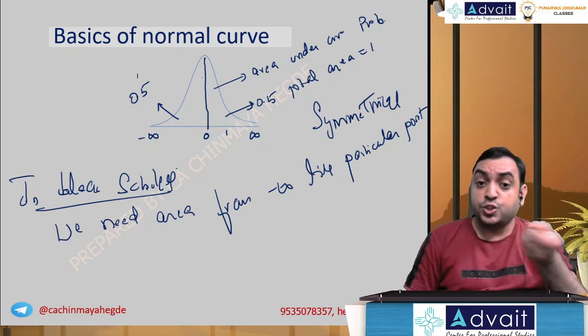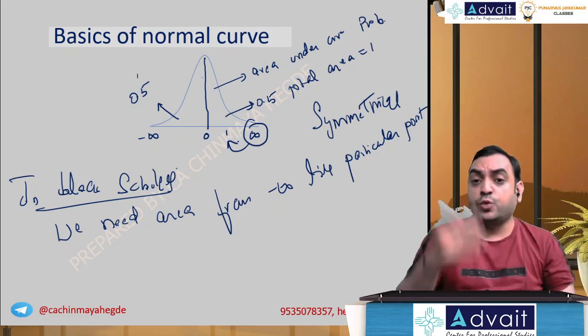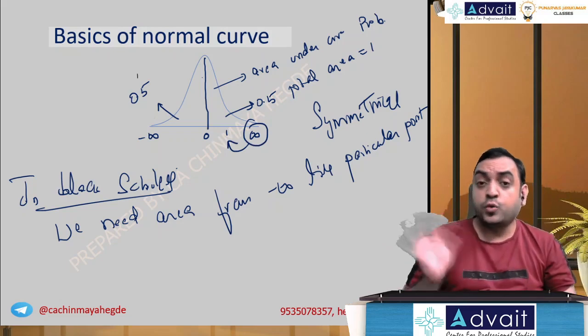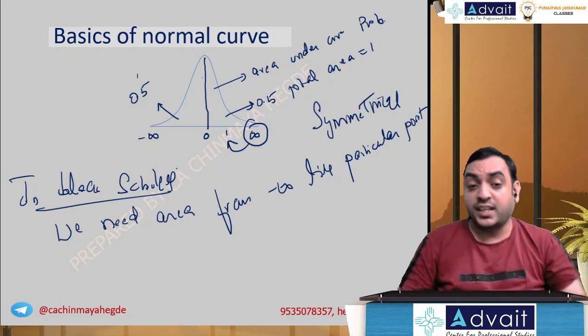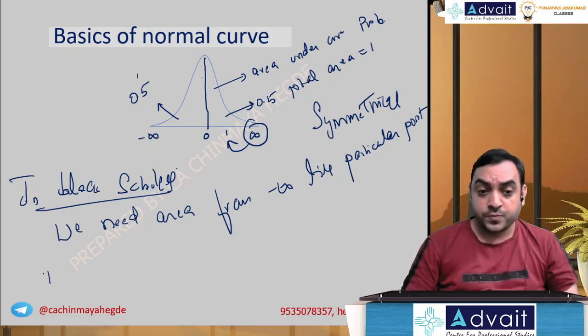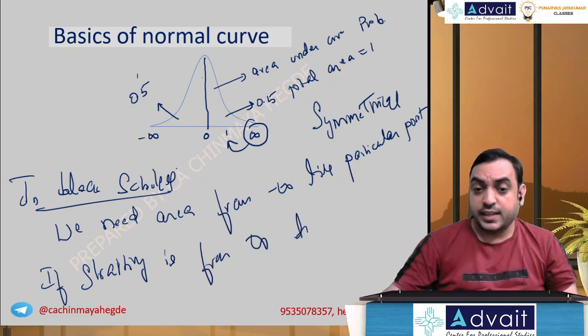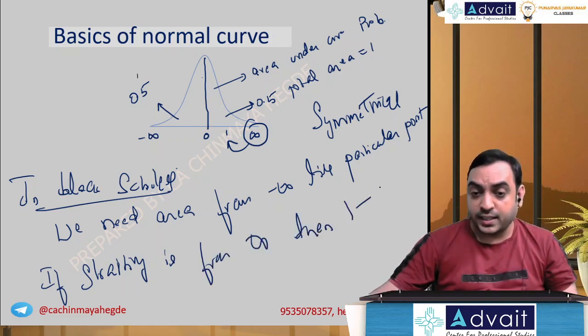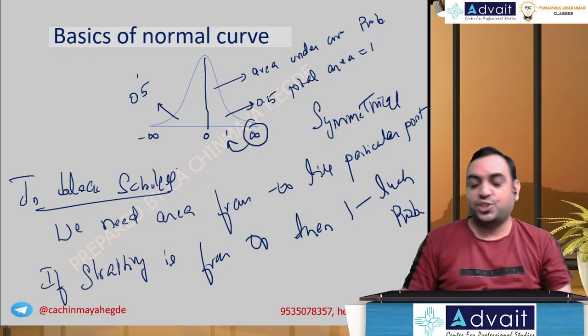But if the question gives you starting from infinity to 1, let's say infinity to 1 is 0.0116, but I don't want infinity to 1, I want minus infinity, then what should I do? I should do 1 minus. So if the starting point is from infinity, then what you should do? 1 minus such probability. That's all you have to do.